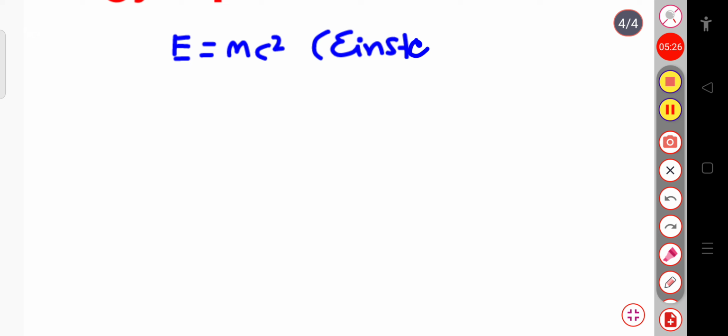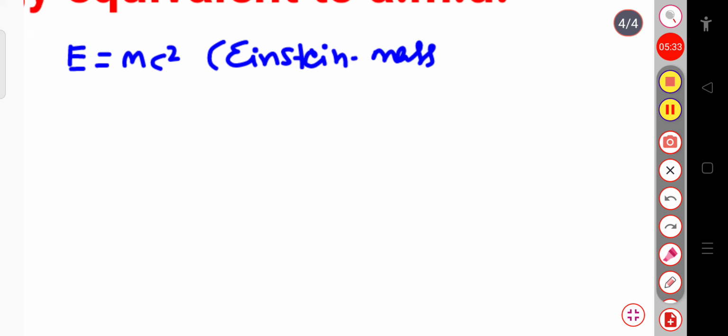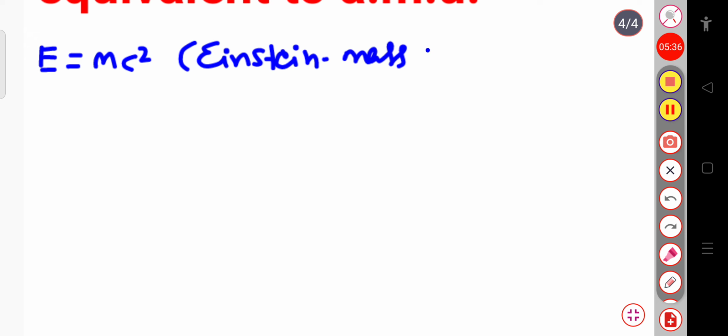Now we will see the energy equivalent to AMU. To represent this, we know from the Einstein mass energy relation, the energy equivalent to mass we can write: E equal to mc square. This is your Einstein mass energy relation, that is E equal to mc square.